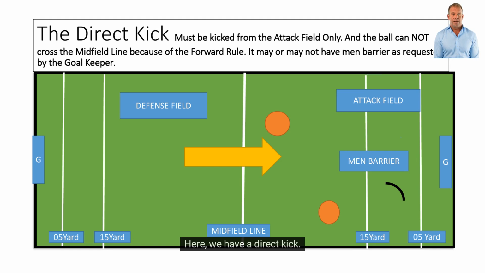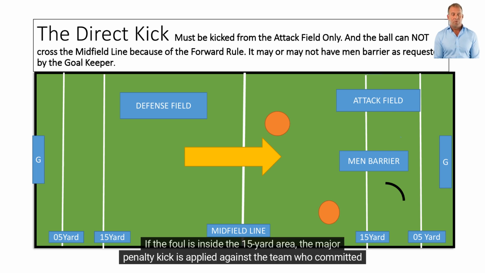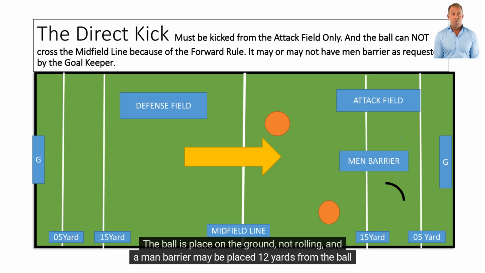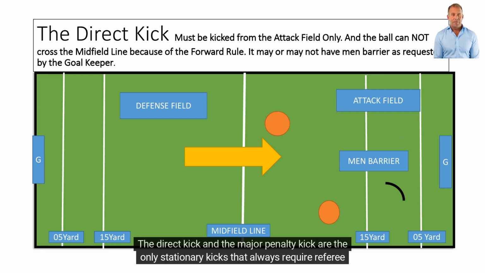Here we have a direct kick. It happens every time a player suffers a foul in the attack field, outside the 15-yard area. If the foul is inside the 15-yard area, the major penalty kick is applied against the team who committed the foul. The ball is placed on the ground, not rolling, and a man barrier may be placed 12 yards from the ball if requested by the goalkeeper. The direct kick and the major penalty kick are the only stationary kicks that always require referee authorization.